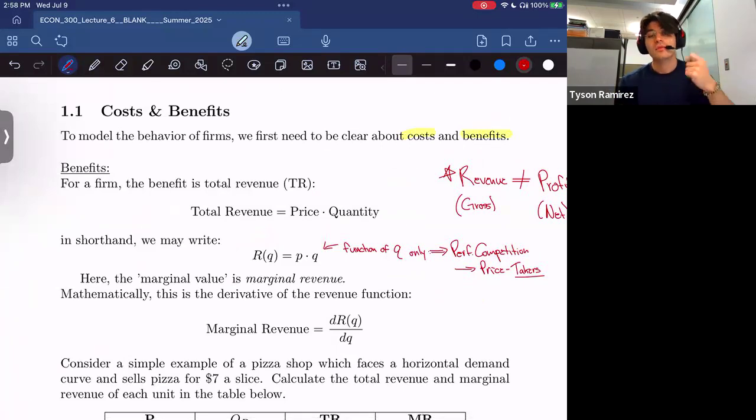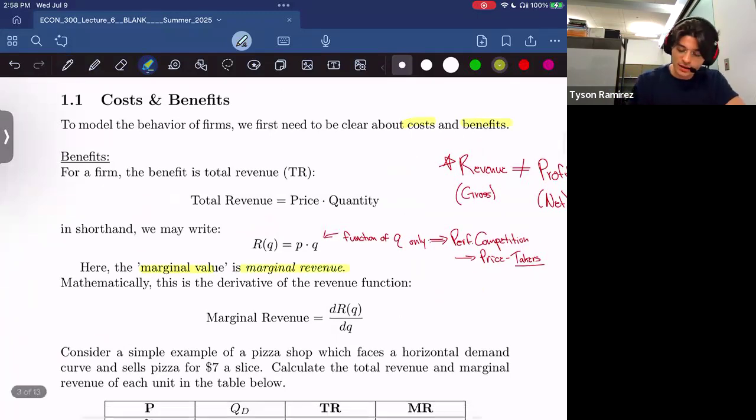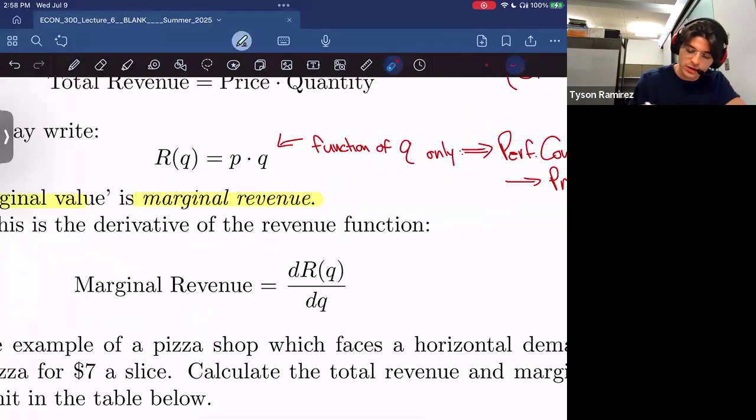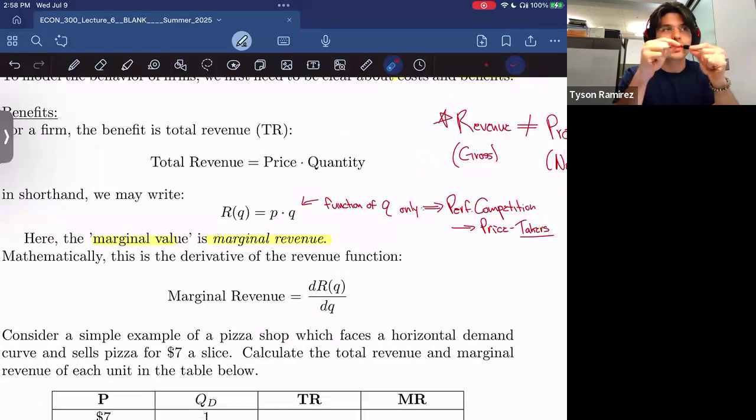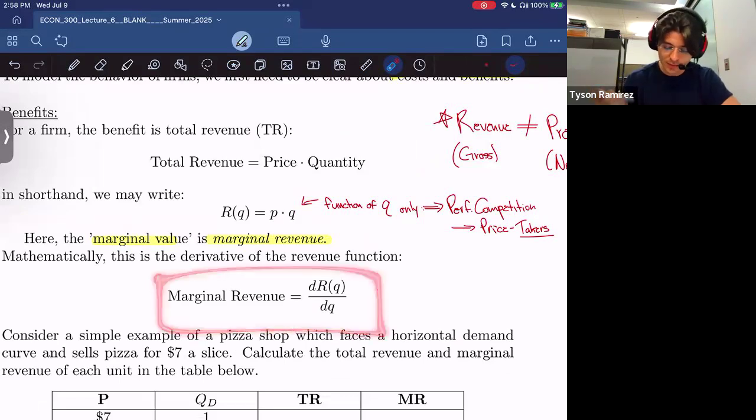Now, remember, we care a lot about this notion of at the margin, marginal value, or marginal benefit. Here, marginal value is marginal revenue. Mathematically, it's just the derivative of the revenue function with respect to quantity. The idea is that marginal revenue is the money that comes in as a result of producing one more unit. Quite literally marginal revenue. So we represent it in this way.